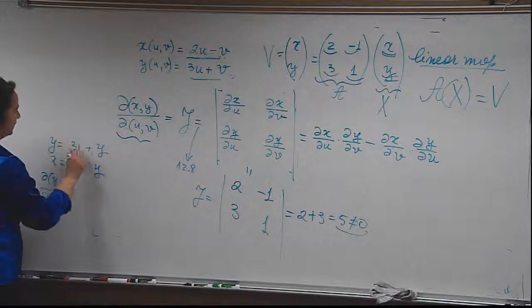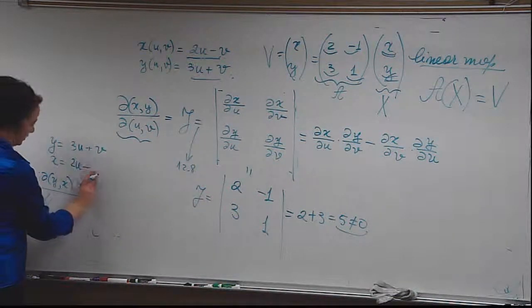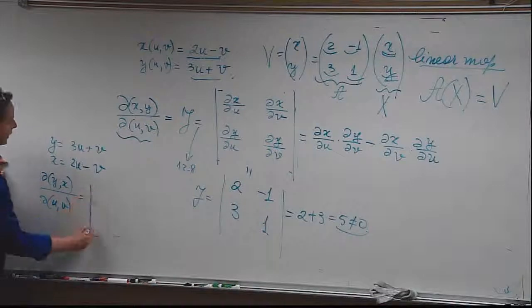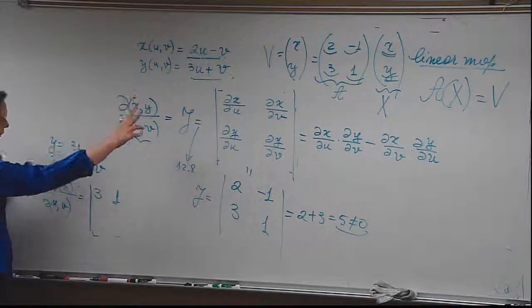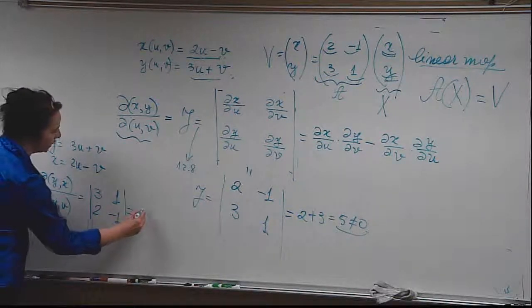Can you do number 32, which is a really hard one? I will, just a second. So the derivative of x, y with respect to u, v. What would happen? I would flip the x and y. I get 3, 1 is still the same function, 2 and minus 1. Why do I get minus 5?